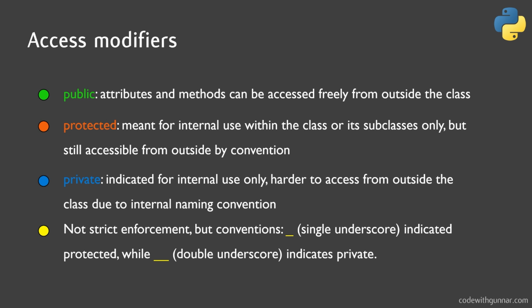Now, Python doesn't have strict access modifiers like other languages, but as always, we use conventions. A single underscore at the start of an attribute name suggests that it's protected, and it should only be accessed within the class and its subclasses. If we use double underscores, this indicates that the attribute is private and should not be changed directly. So bear this in mind when you're writing your classes and encapsulating your data.